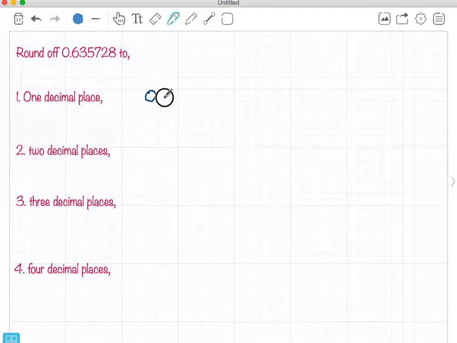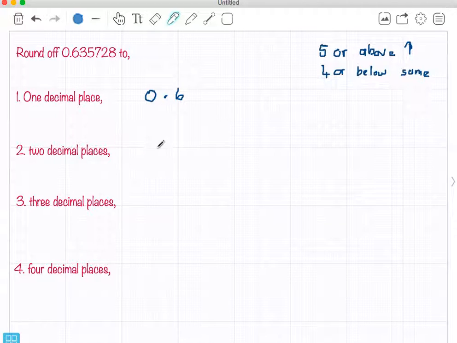So 0.6 looks good. Now how do I know that I'm going to keep it at 6 and not round it up to 7? I look at the second number, the 3. If it's 5 or above, I round up, and if it's 4 or below, I keep it the same. So I'm just going to keep that first decimal place as 0.6.